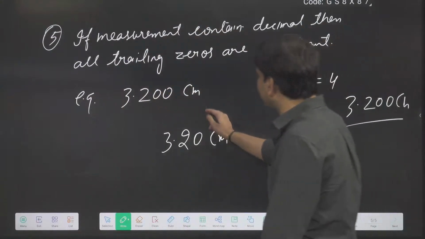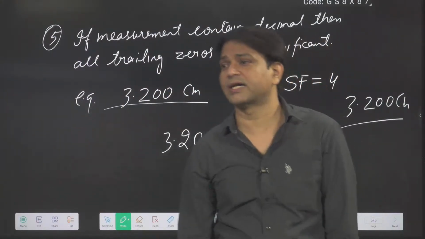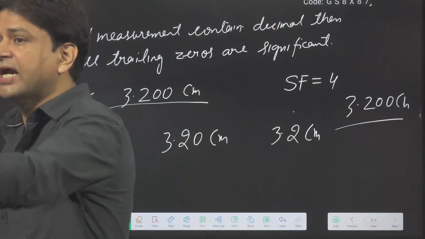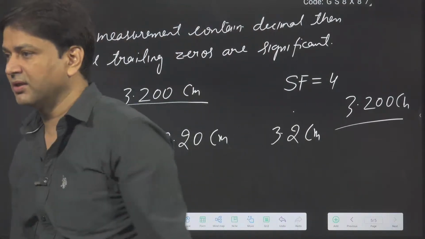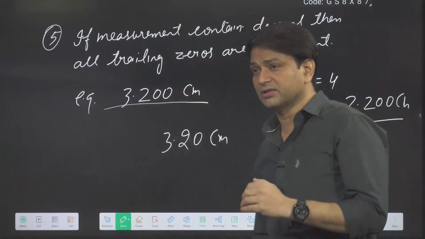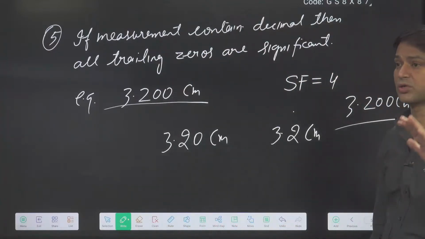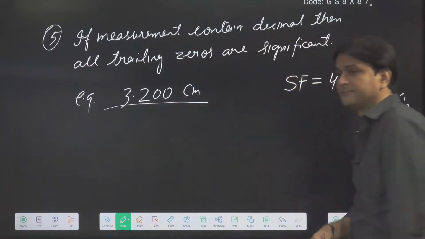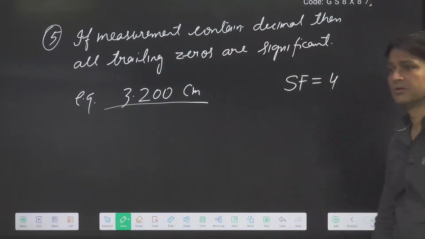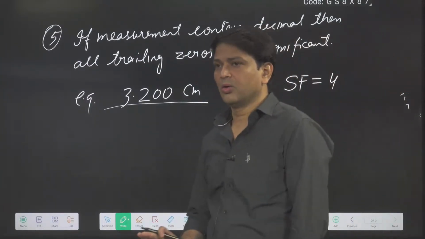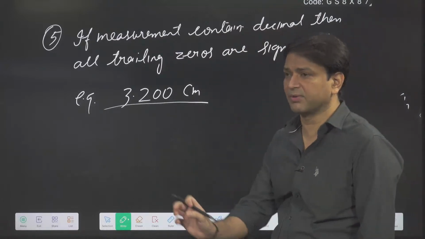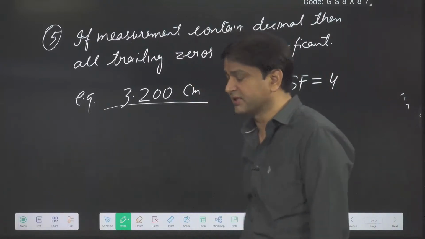So if I am writing 3.200 centimeter, it means I used the screw gauge to measure this length. That's why I am writing decimal 3 places. Everybody got it? That's why these zeros are significant. Are everybody getting it or not? Okay, so that's why this rule was made: if the number contains a decimal, then all trailing zeros will be significant.